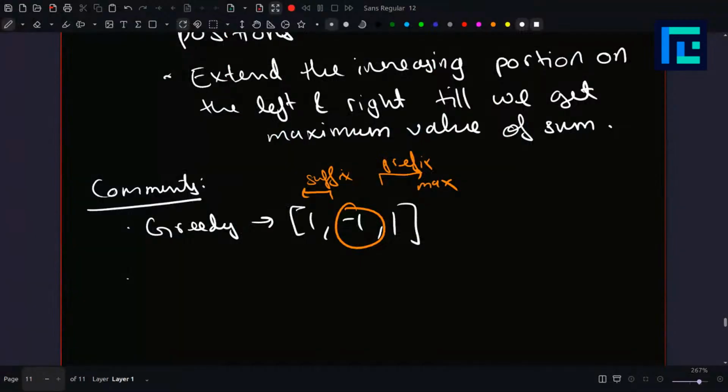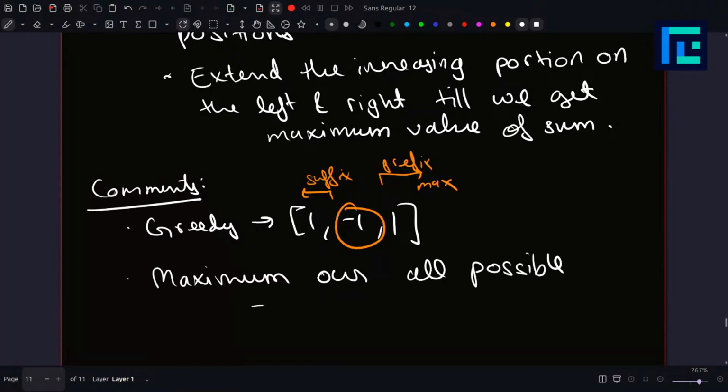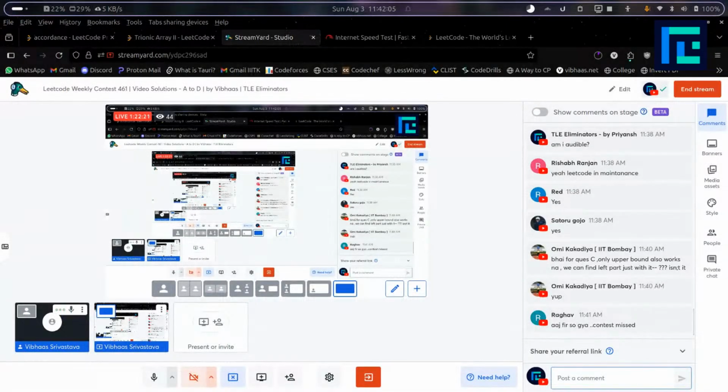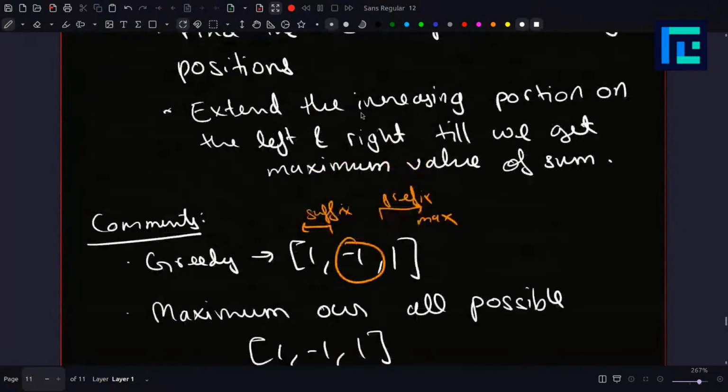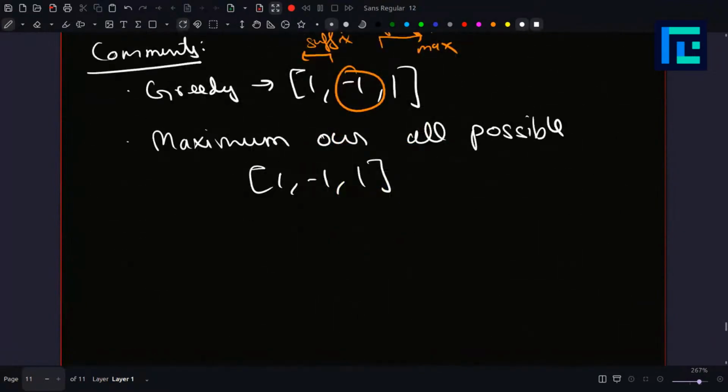Then you can find the maximum over all possible 1, minus 1, plus 1 patterns, and that's all. You can print the solution. Okay, how do we code this up? The implementation might not be that easy. And one more note regarding the implementation.